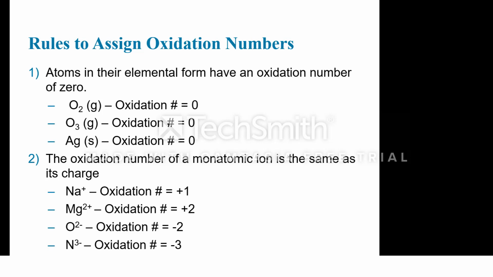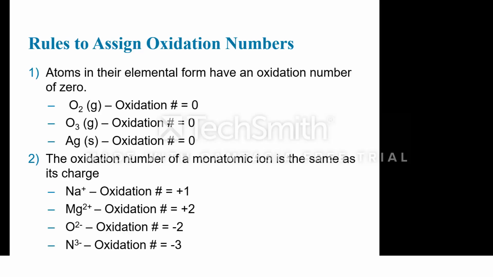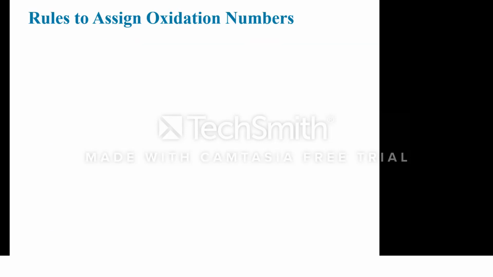If you look at the periodic table, the group 1A elements are all going to have a +1 oxidation number. The group 2A elements will have a +2 oxidation number, where group 6A elements will have a -2 oxidation number. And the group 7A elements will have a -1 oxidation number. Let's continue on with our rules.